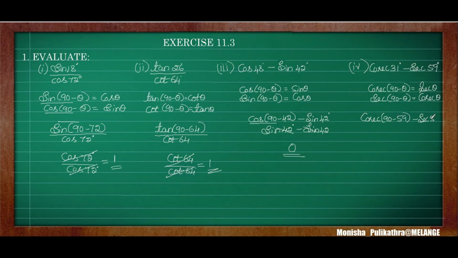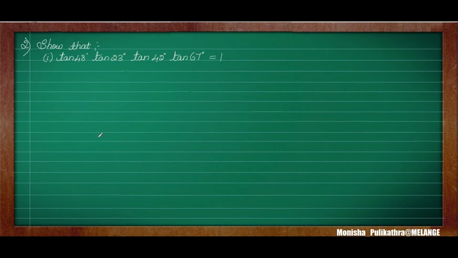Then write this secant 59 as it is. So if cosecant 90 comes, it will change into a complementary angle, that is secant, and this theta value will remain as it is, that is 59 degree minus secant 59 degree. So secant 59 and secant 59 cancel, the answer will be 0. Okay, I hope you understood this. Moving on to the second question.